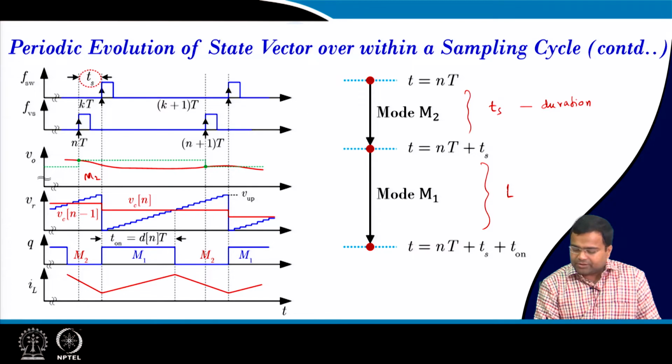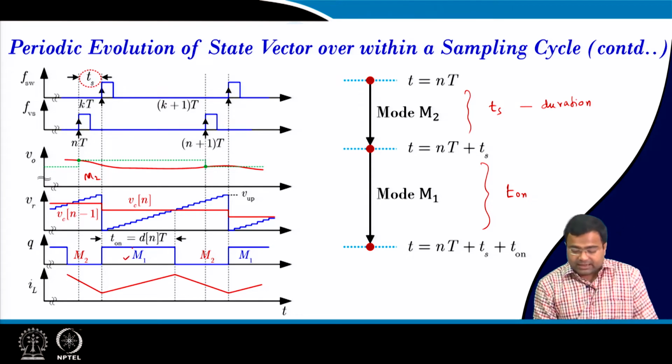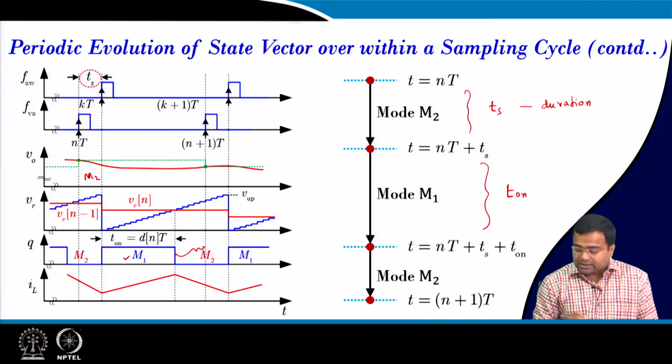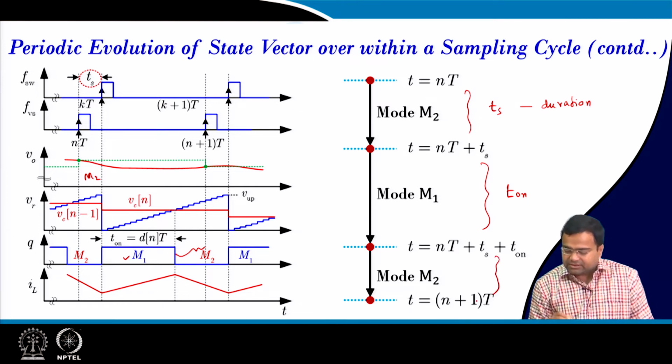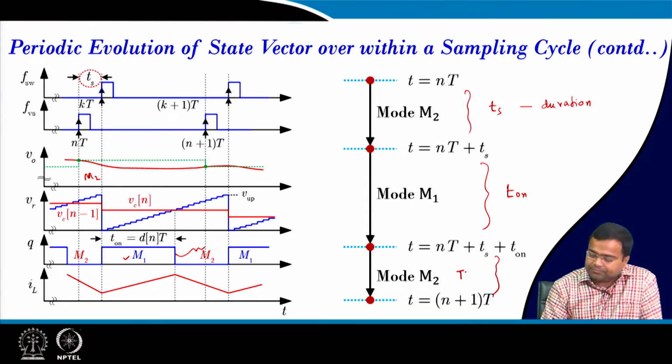It will be T1, and this is under mode 1. So, you can see it is mode 1. Then the rest of the duration, which is this one. What is the duration? If you subtract from the total time, that means T minus T1 minus Ts, right.